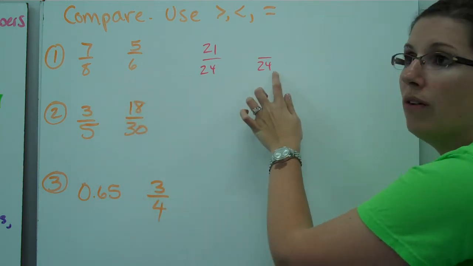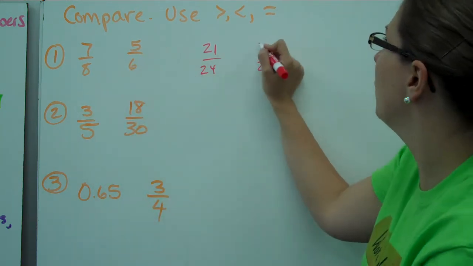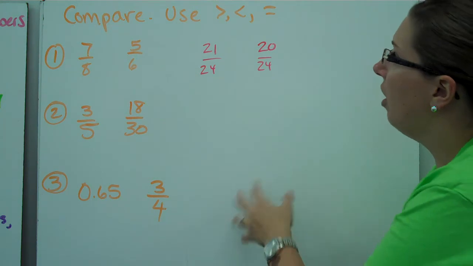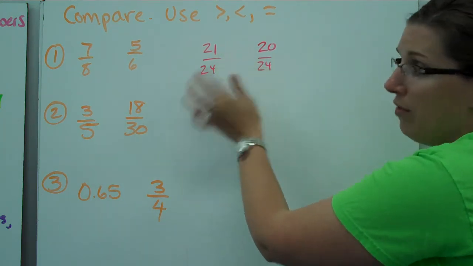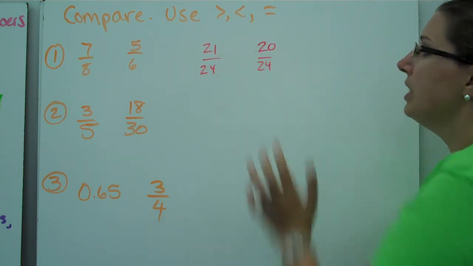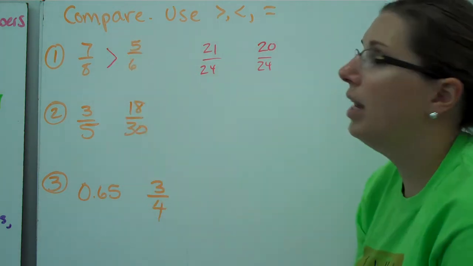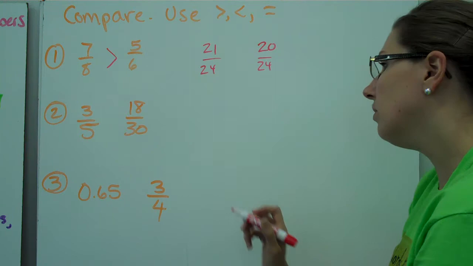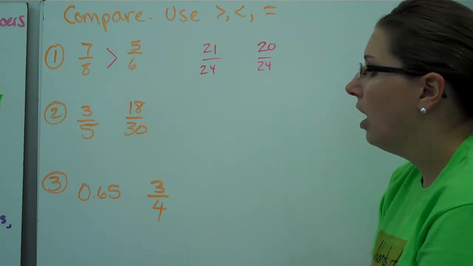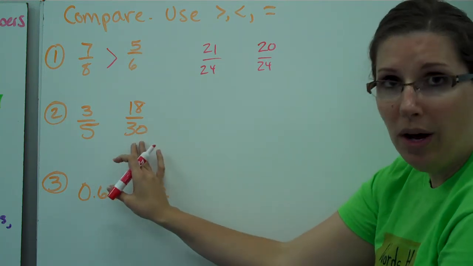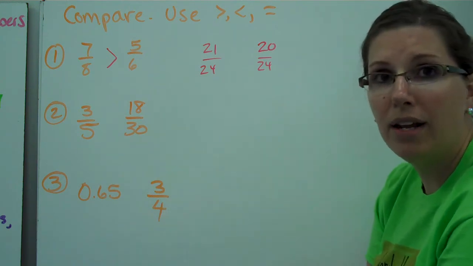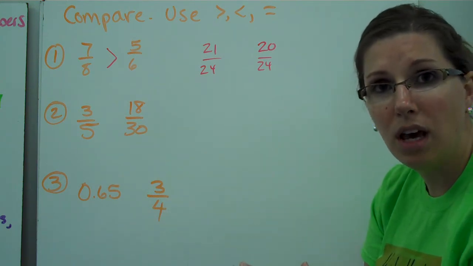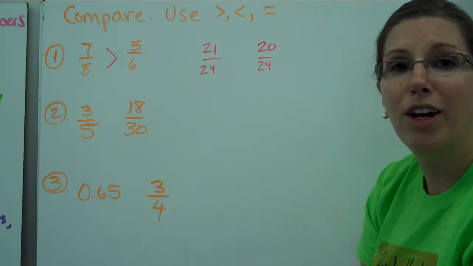6 goes into 24 4 times. 4 times 5 is 20. And all in all, 21 24ths is bigger than 20 24ths. So I'm going to put a greater than sign in my little space there. Number 2, why don't you try this one, make common denominators and see what you get. Pause the video and then when you're ready, push play and I'll do it with you.